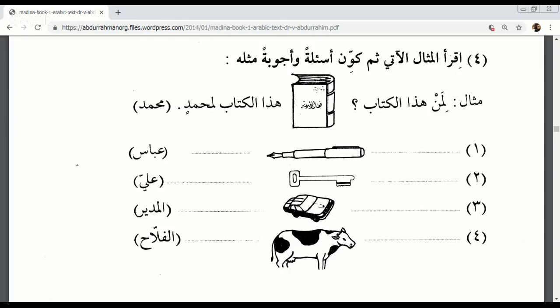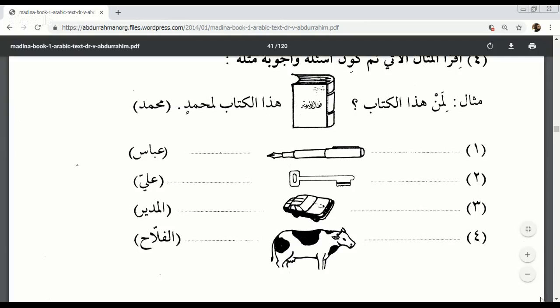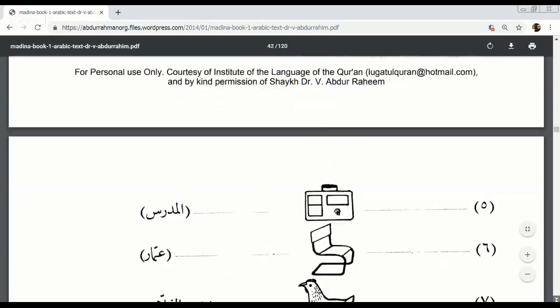The next one, please. لمن هذا المفتاح؟ هذا المفتاح لعلي. Very good, very good. Which means? Whose key is this? This key is Ali's key. Excellent. Okay. And so you can complete also that exercise for homework. Which brings us to the bottom of page 45. Any questions at all before we continue?